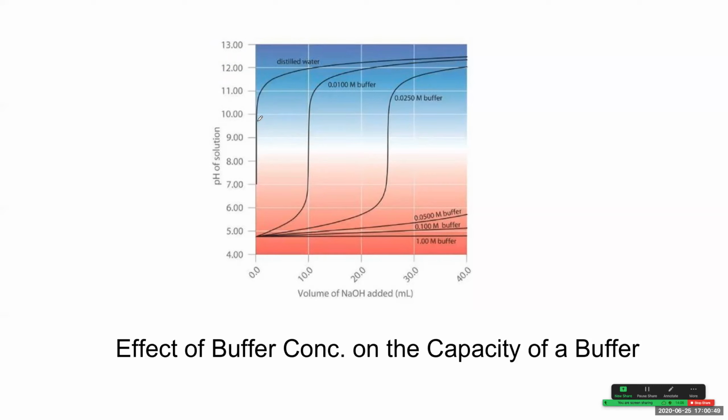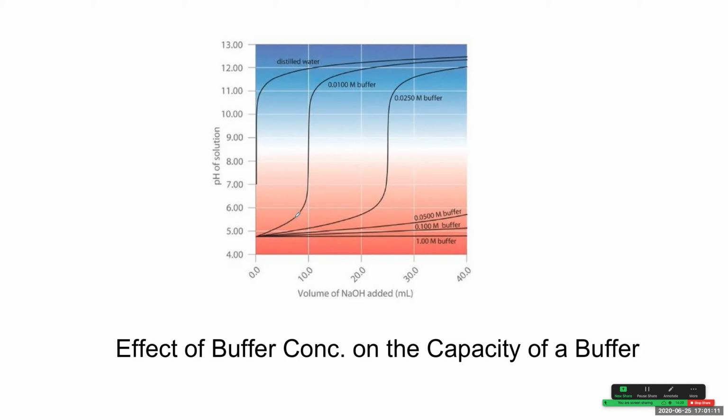But it doesn't have to be distilled water. It can be a solution of sodium chloride. There are lots of salts that don't provide any buffering capacity. If you added a base, the pH would shoot up. If you added an acid, the pH would shoot down just as radically.